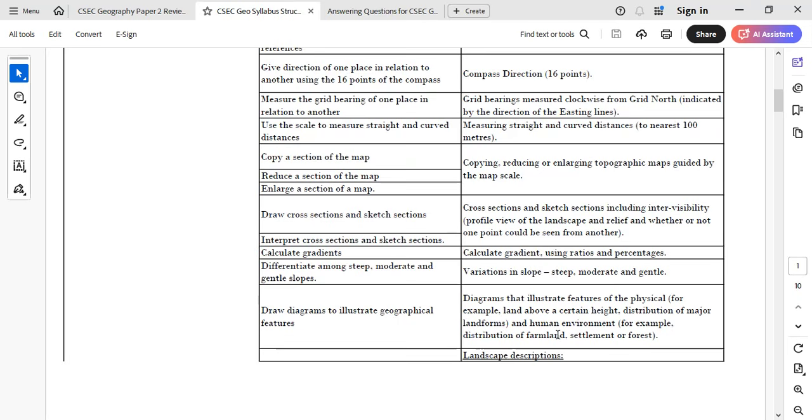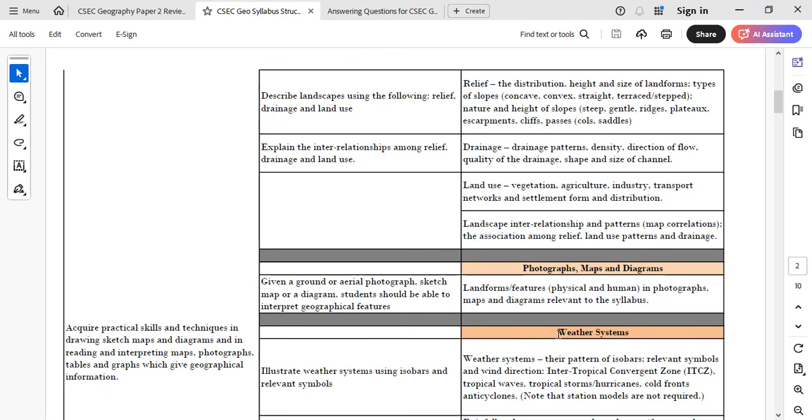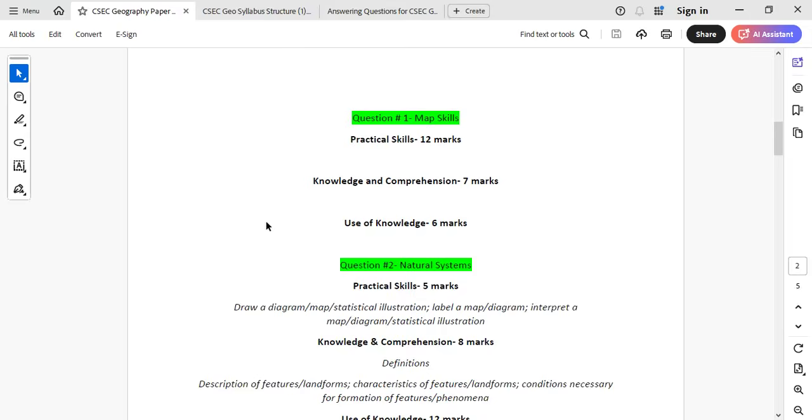And of course, sometimes you may be asked to illustrate some of the physical features, not necessarily in a map book question, but sometimes in the regular paper, the rest of the paper. Describing could come as knowledge and comprehension. So, of course, for knowledge and comprehension, there will be 7 marks. It could be 2 or 3 questions that total the 7 marks.